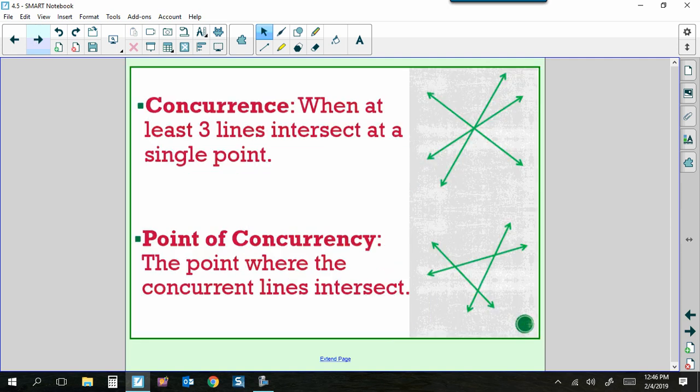So let's talk some vocabulary. Concurrence and point of concurrency. Concurrence is when you have at least three lines intersecting at a single point. And the point of concurrency is that point in which the three lines are intersecting at. So on your notes right now, you guys have 6 pictures showing you 3 lines all intersecting. Some of them are concurrent and some are not. So go ahead and pause the video and write down or circle concurrent lines and put X's through non-concurrent lines.